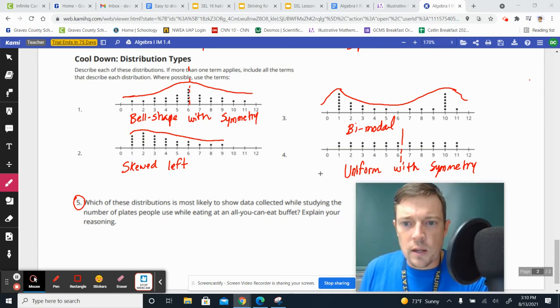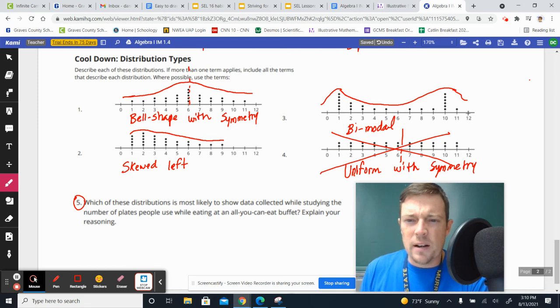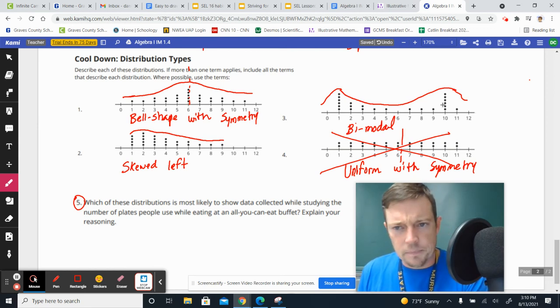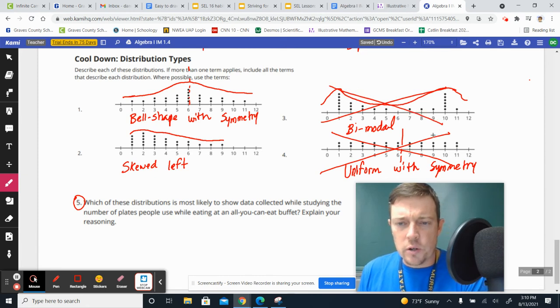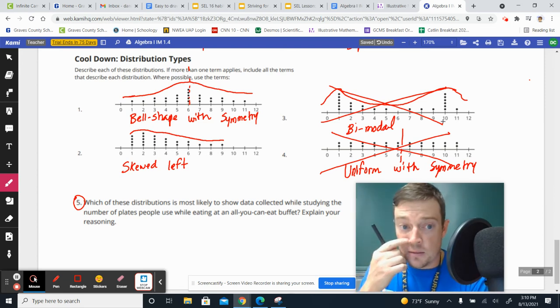So that kind of rules out this one, right? We don't have people getting 1 plate, 2 people getting 2 plates, and 2 people getting 11 plates. That seems ridiculous. This one right here has kind of a high 2 to 3 range, but it also has a big stack of people that are 10. I'm just not seeing a lot of people getting 10 plates at an all-you-can-eat buffet. I don't think that makes sense with this situation.